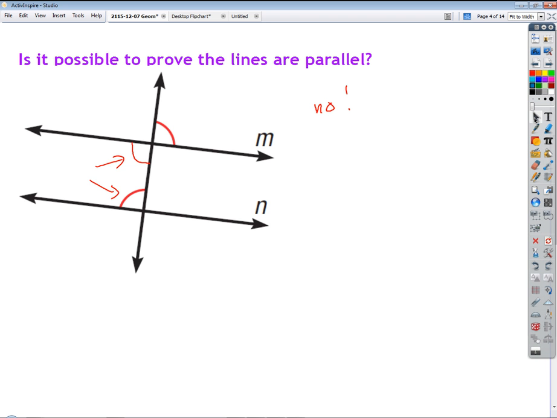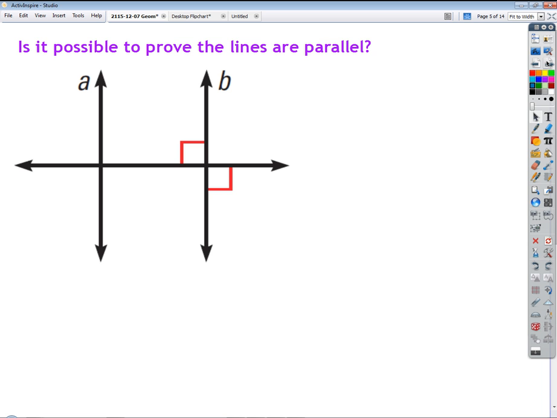All right. Let's see if we can get through maybe one more. Where are we at? 35, is that around here today? Okay, we can get two more. So what about this one? Is it possible to prove that these lines are parallel?